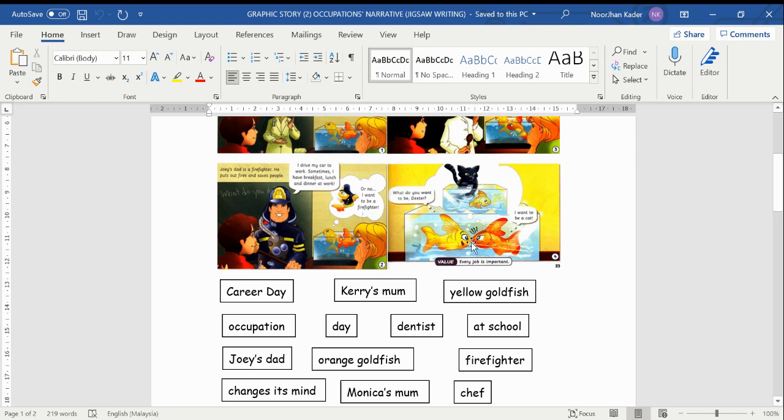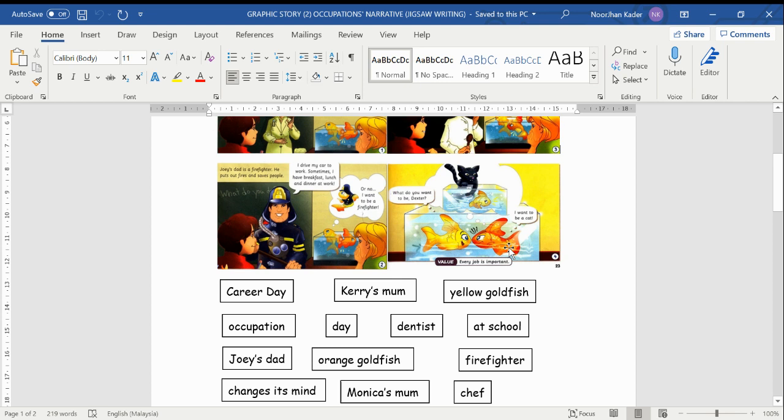So the yellow goldfish has already told Dexter that it wants to be a chef, then a dentist, then it changes its mind, it wants to be a firefighter, and at last it changes its mind, it wants to be a chef. Now it asks Dexter, what do you want to be, Dexter? But from the beginning, Dexter is irritated because this yellow goldfish is not stopping. He's been talking and talking. So to a point, the orange goldfish, Dexter, already got angry.